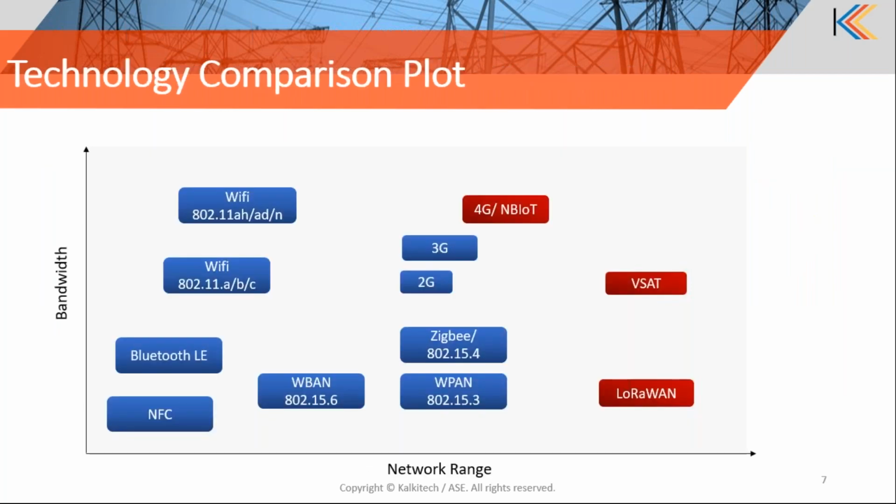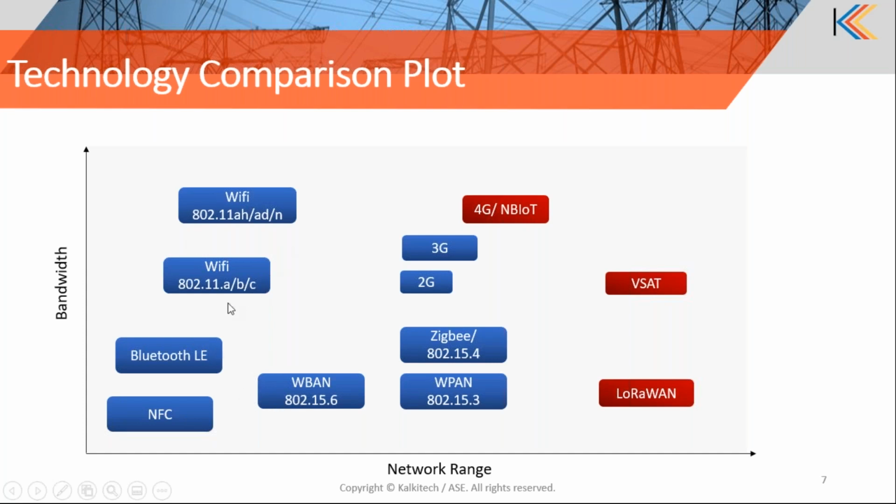So looking at all these characteristics, let's plot all the communication options we have right now on a network range versus bandwidth plot. This is how it looks. The plot provides a comparison of network range versus bandwidth. We see that Bluetooth, NFC, and wireless body area networks have a short range, and their bandwidth is also very low compared to other options.